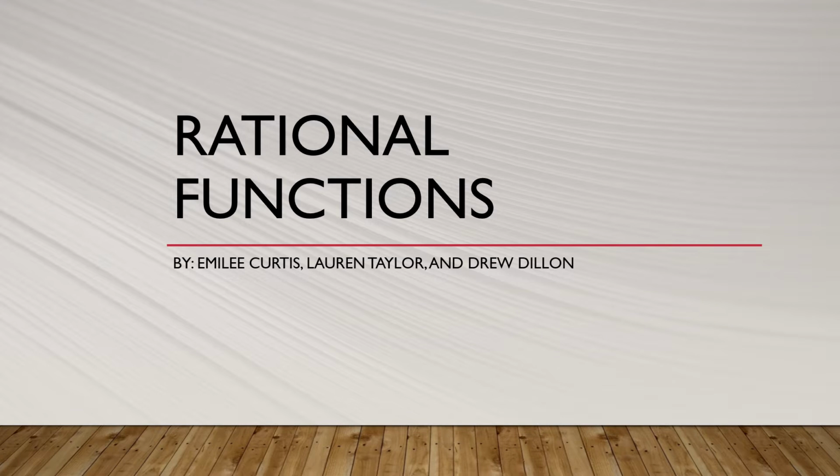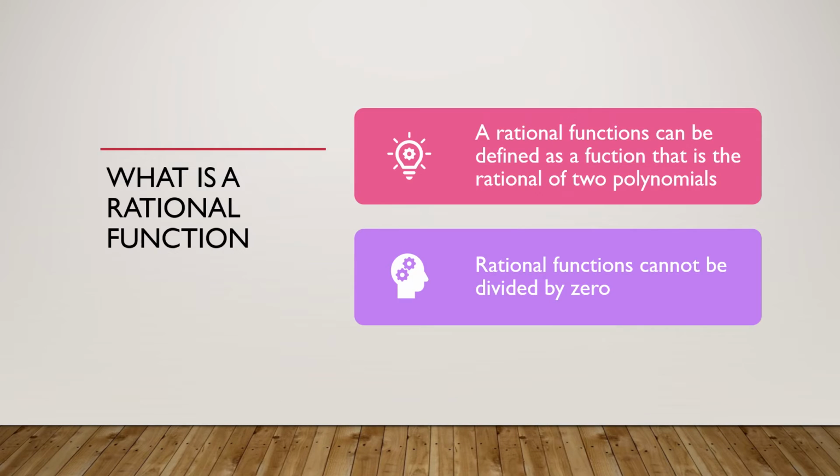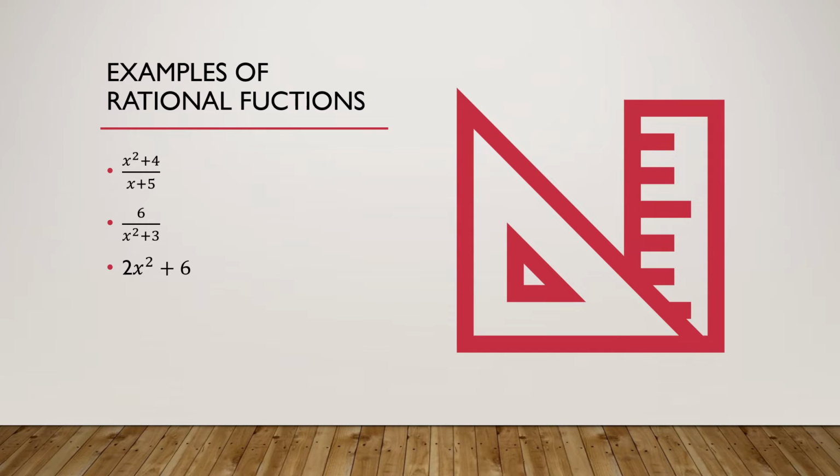Rational functions. A rational function can be defined as a function that is the ratio of two polynomials. Rational functions cannot be divided by zero. Here are some examples of rational functions.